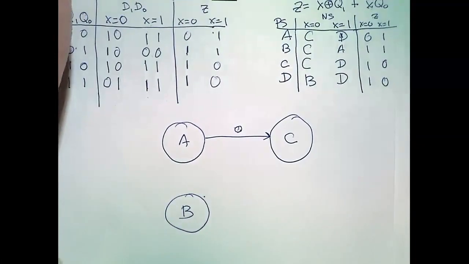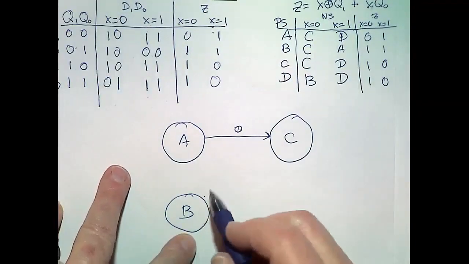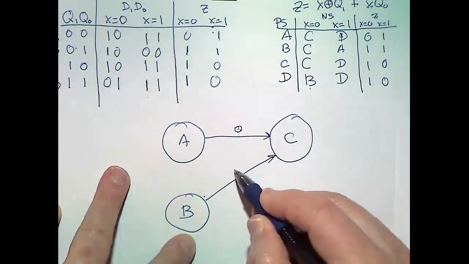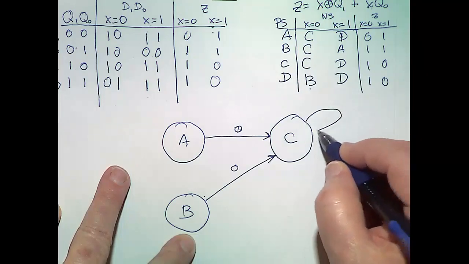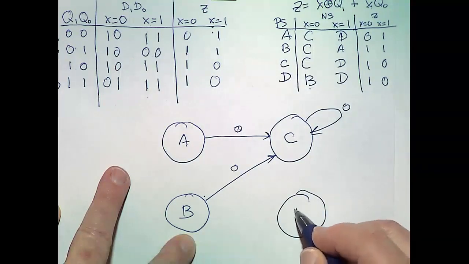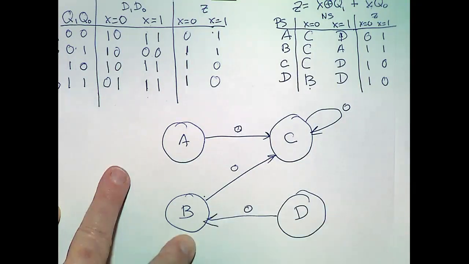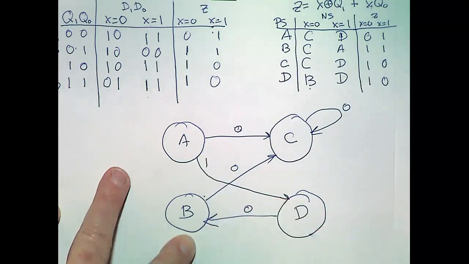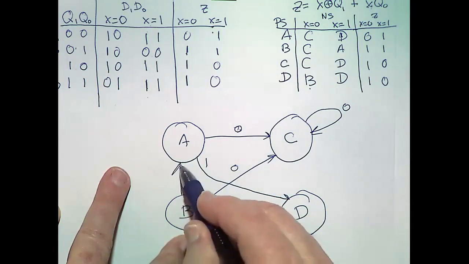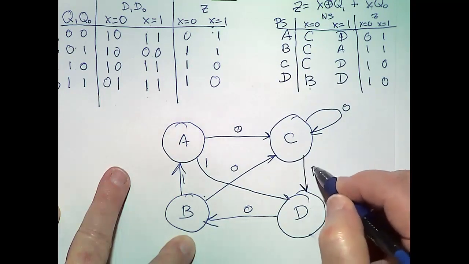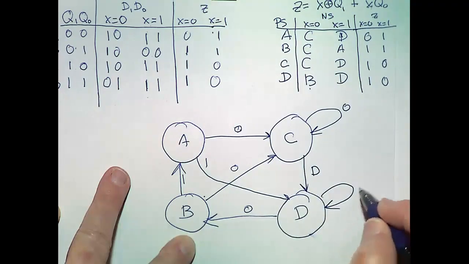You still see the table, okay. B with a 0 goes to C. C with a 0 goes to C. D is the only one that goes to something else with a 0. Okay. A with a 1 will go to D. B with the 1 will go to A. C with the 1 will go to D. And D will go to itself with a 1.